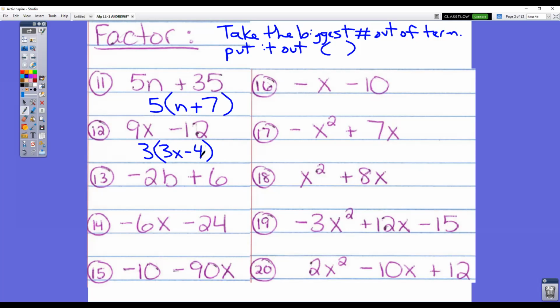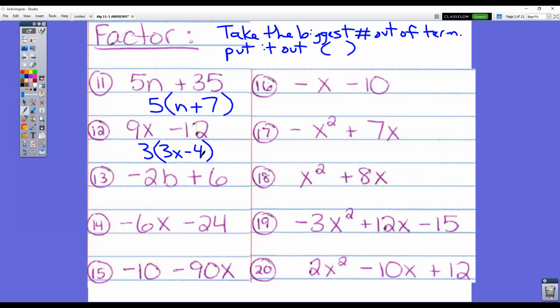When you factor things, you could always go through and double check them by doing the distributive property. 5 times n is 5n. 5 times 7 is 35. 3 times 3x is 9x. 3 times -4 is -12.